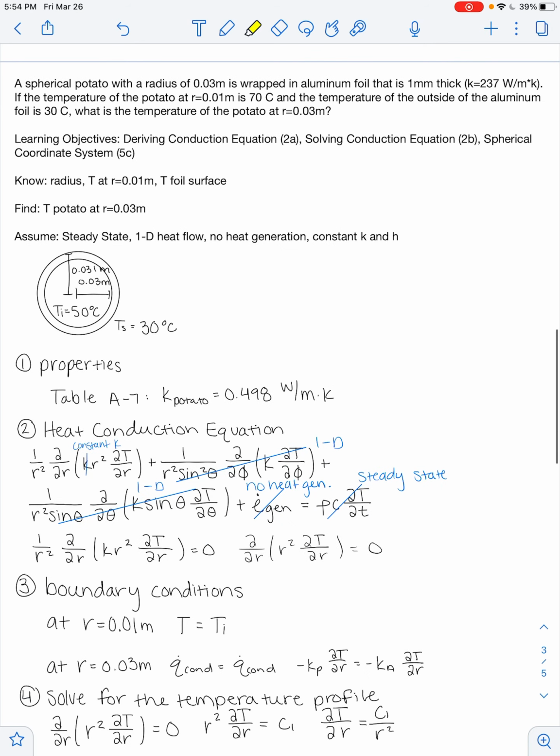And the next problem we have is a spherical potato with a radius of 0.03 meters that is wrapped in foil of a known thickness, and we're supposed to find the temperature of the potato at the interface between the foil and the potato itself.